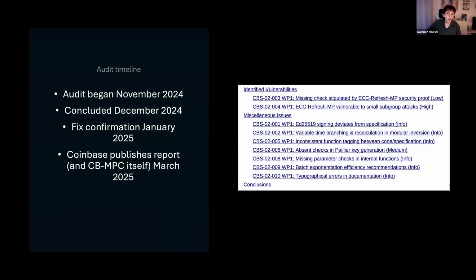So just a quick timeline to give you an idea of what we're talking about here. This is the audit for Coinbase's multi-party computation library. We were contacted in late 2024. The audit began in November, concluded in December. We finished confirming the fixes in January, and then Coinbase decided to publish the report, as well as CB-MPC itself, at the end of last month. So roughly, I think it was March 28th, much to our delight, because again, we get to talk about our work, which is something that auditors don't get to do very often.